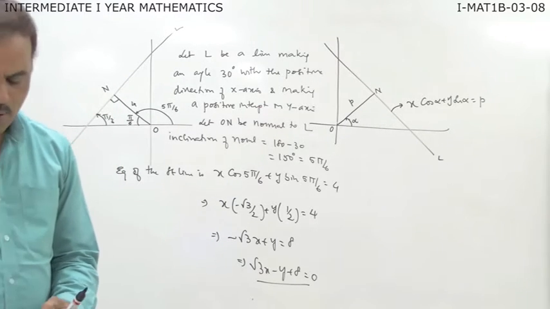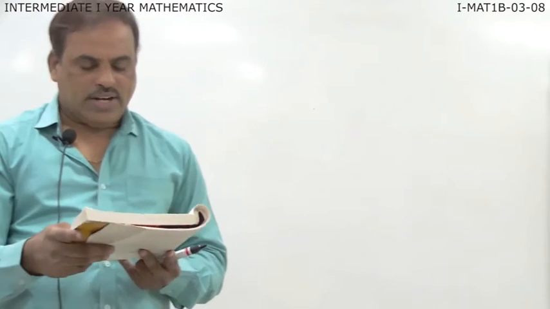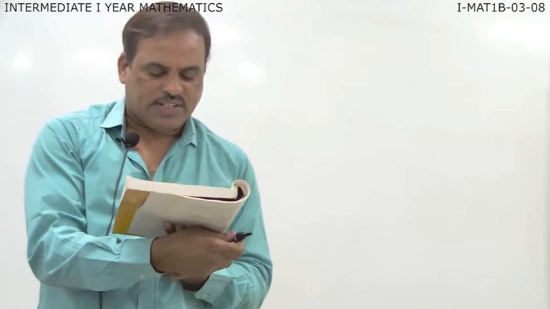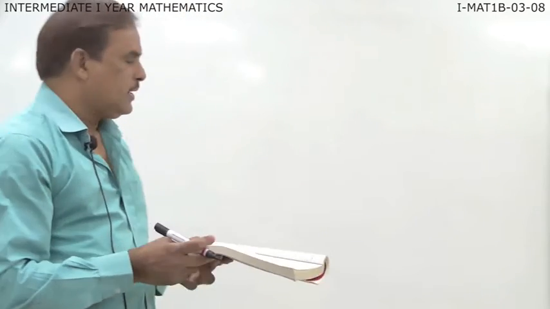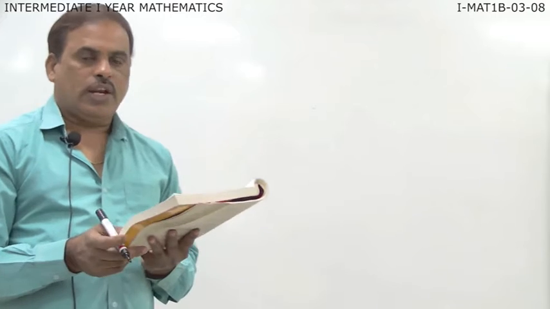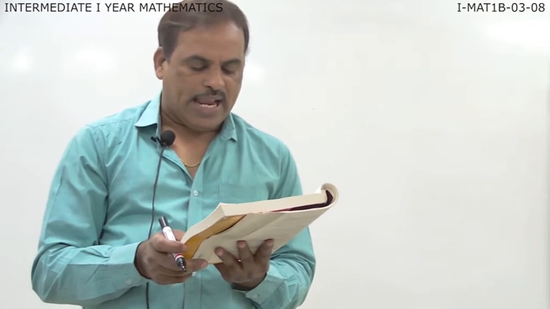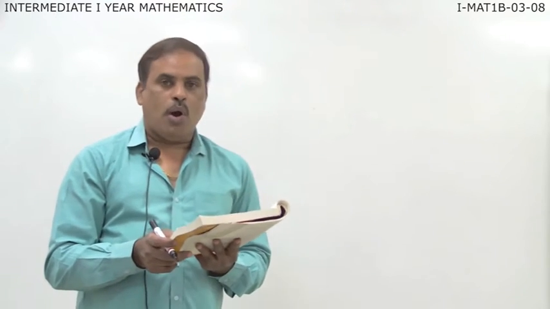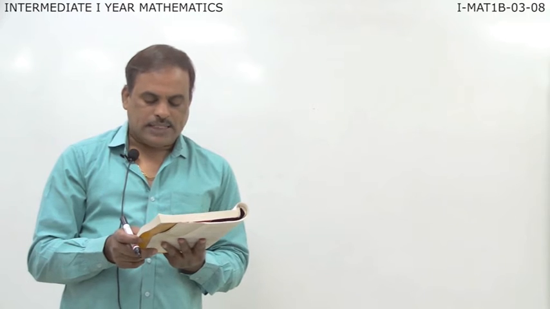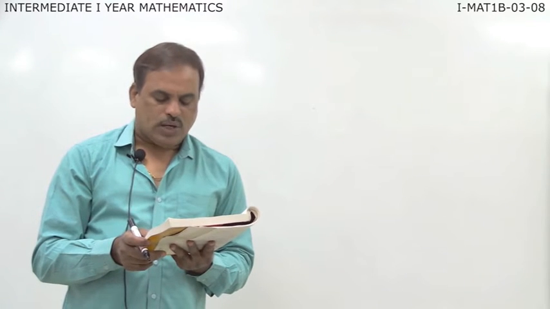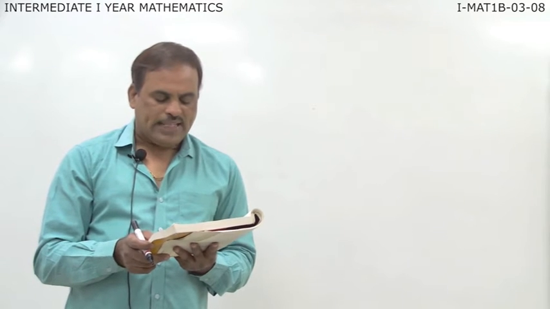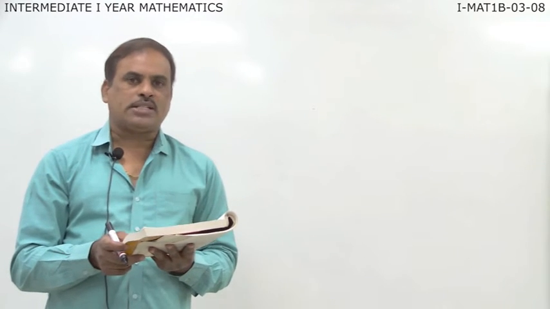Let's now take the problem number 4. A straight line L is drawn through the point A(2, 1) such that its point of intersection with the straight line x plus y is equal to 9 is at a distance of 3 root 2 units from A. Find the angle which the line L makes with the positive direction of x-axis. I repeat once again. A straight line L is drawn through the point A(2, 1) such that its point of intersection with the line x plus y is equal to 9 is at a distance of 3 root 2 units from A. Find the angle which the line L makes with the positive direction of x-axis.